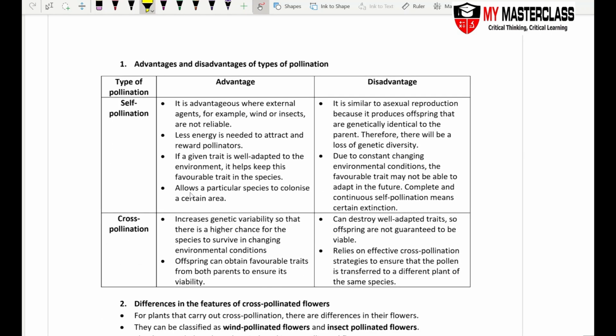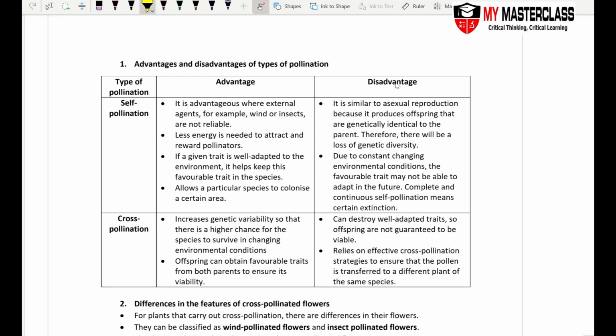Now, the advantages and disadvantages of self and cross-pollination. Self-pollination is very advantageous because you don't need wind or insects, which are the agents needed for transferring pollen grains. It takes less energy, as you don't need to attract insects, and wind is more due to environment. If a species is very adapted to the area, self-pollination enables them to keep the favorable trait and colonize the entire area.